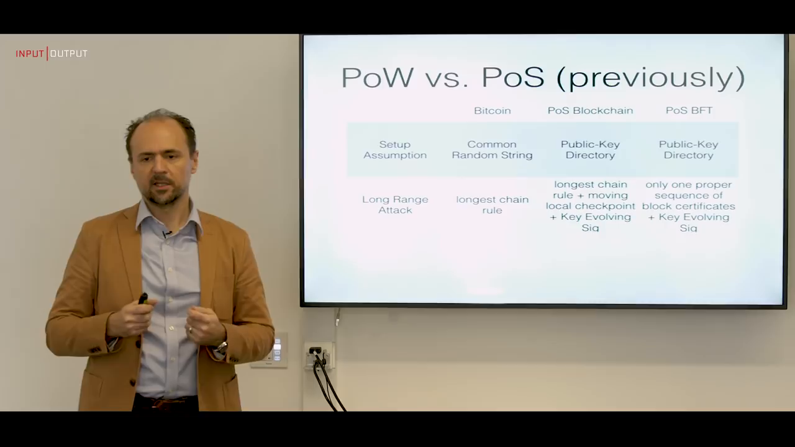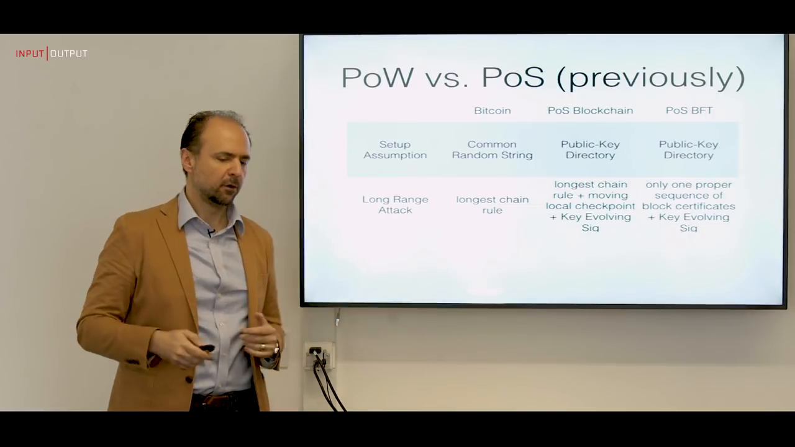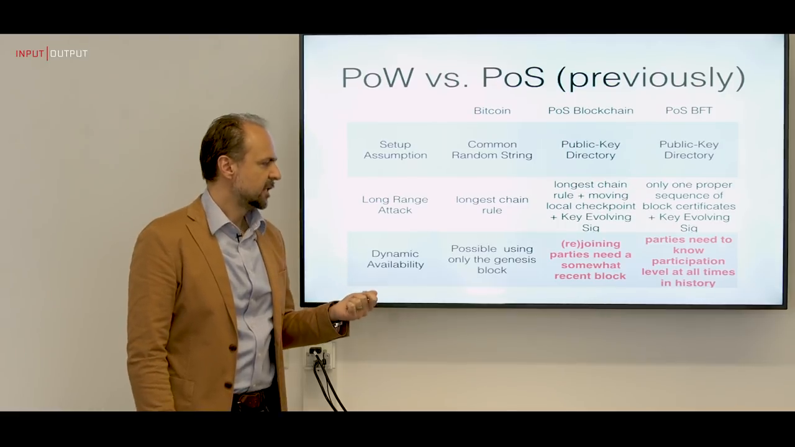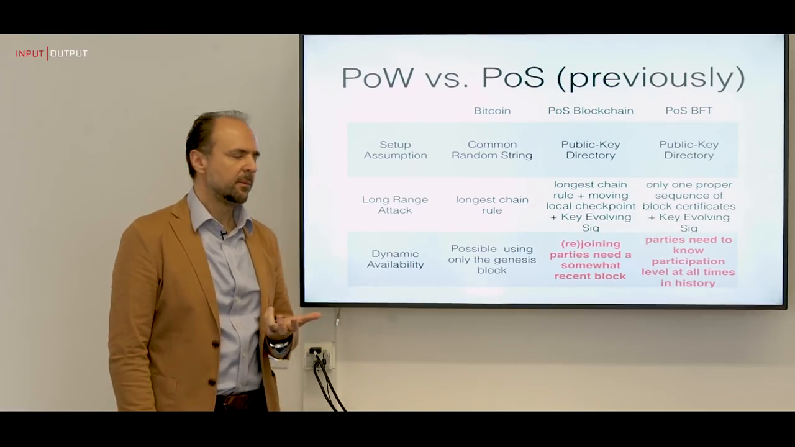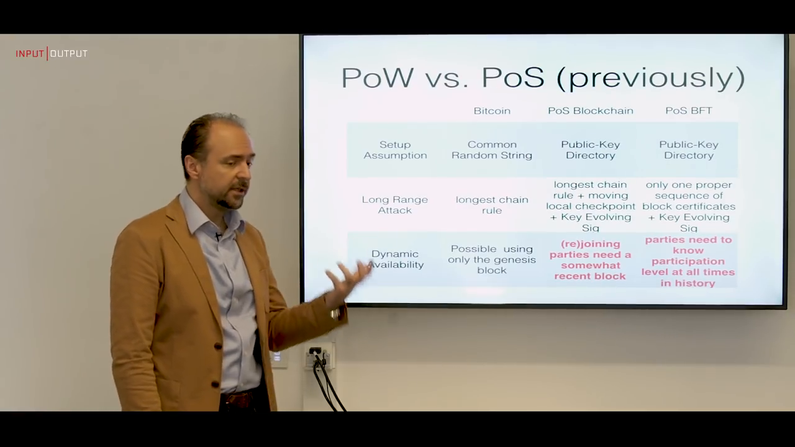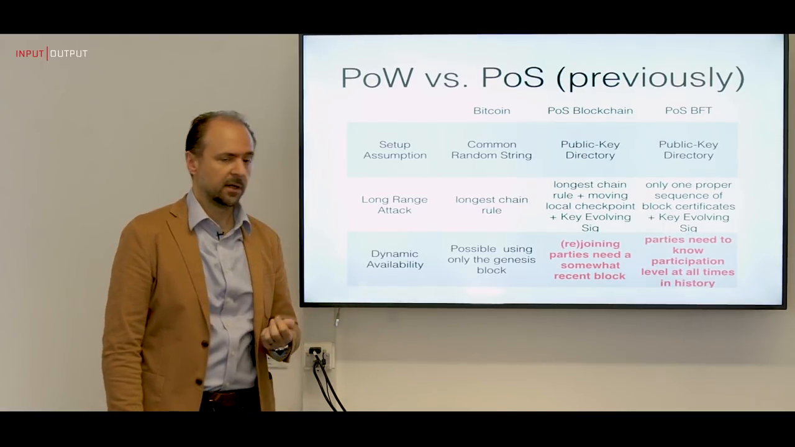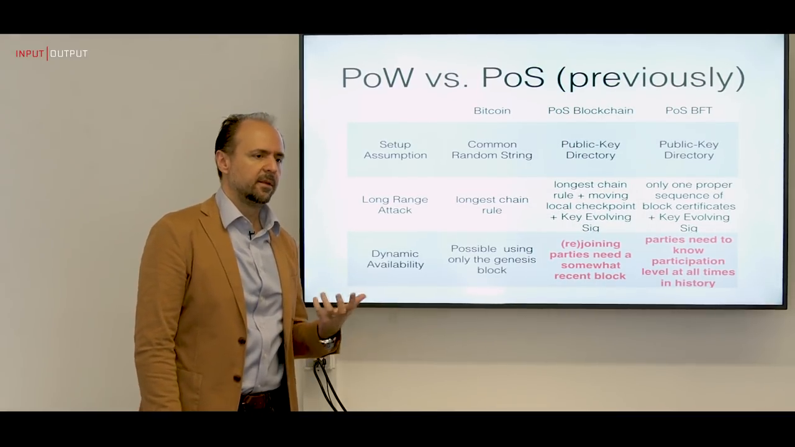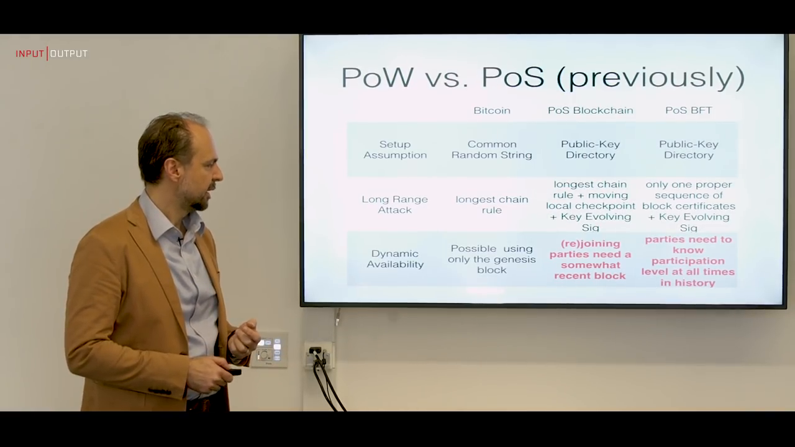Nevertheless, in order to run such protocols, you will have to have a good understanding of what the level of participation is. So this points to these deficiencies that you see described in this slide. While dynamic availability is feasible in the POW setting using only the Genesis block, in the POS blockchain setting, rejoining parties would need a somewhat recent block. Whereas in the POS BFT setting, parties will need to know the participation level at all times in history. And these are both strong requirements that hurt the general setting of dynamic availability in which a proof-of-work based blockchain like Bitcoin works.